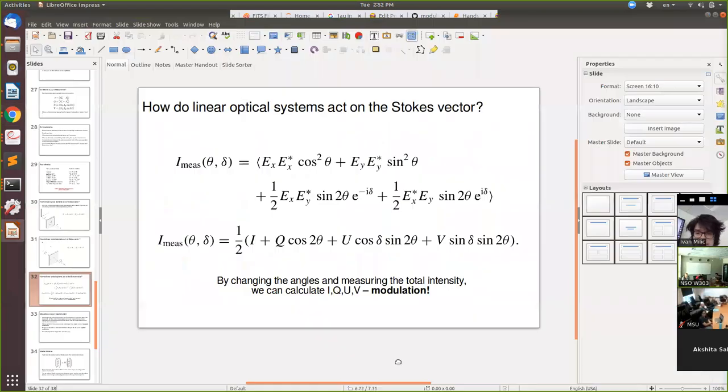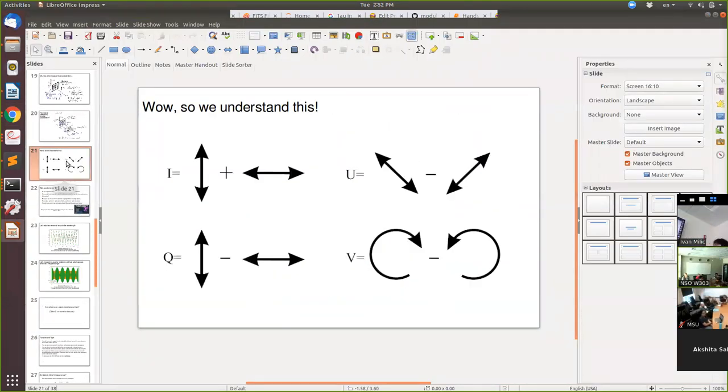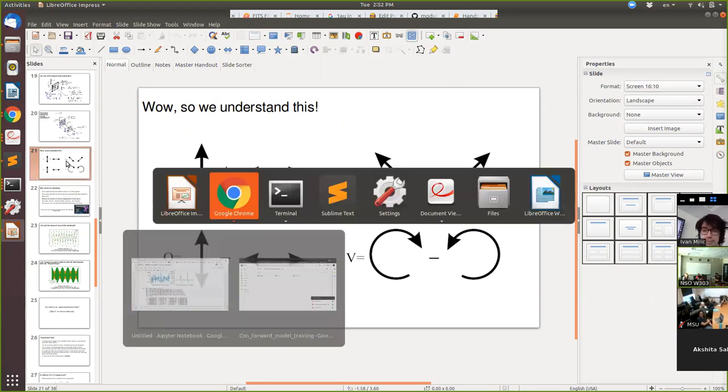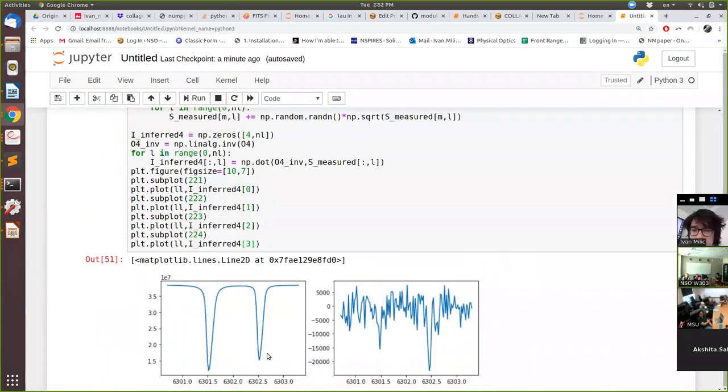And this corresponds to this scheme here, the operational scheme of the Stokes parameters, right? So we have I is the sum of any two orthogonal. Q is the difference between two orthogonal, like this. U is the difference between two orthogonal, like this. Stokes V is the difference between two orthogonal, like this. Okay, so now we need to modulate and demodulate using this quantity here.